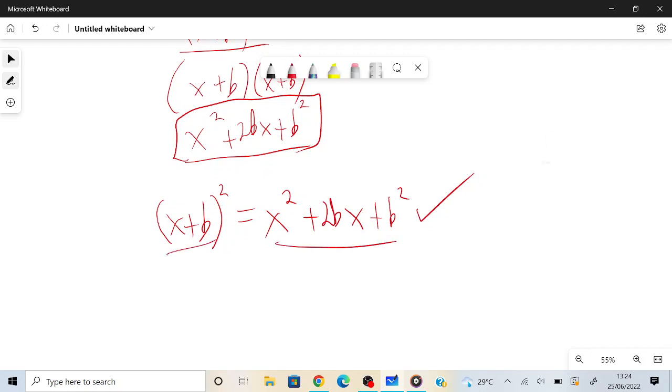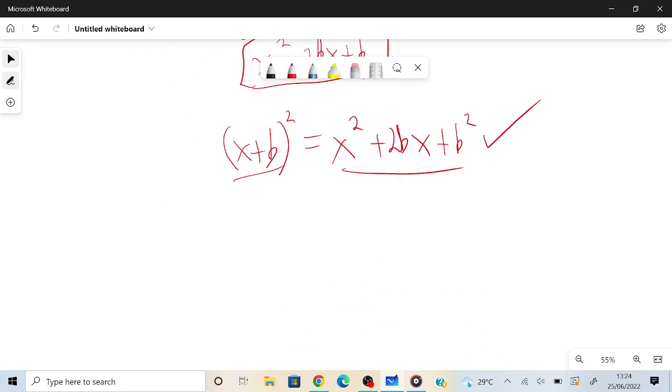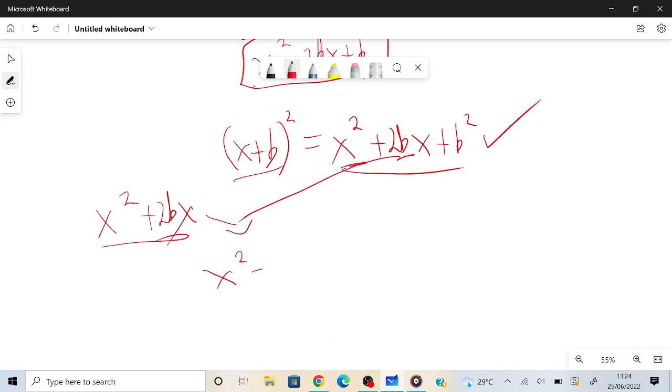And let's say I had an expression in the form of x squared plus 2bx. As you can see, this part over here and this part over here are the same. So now your new equation would be x squared plus 2bx equals x plus b squared minus b squared. Why minus b squared? Because I simply took this b squared to the other side.